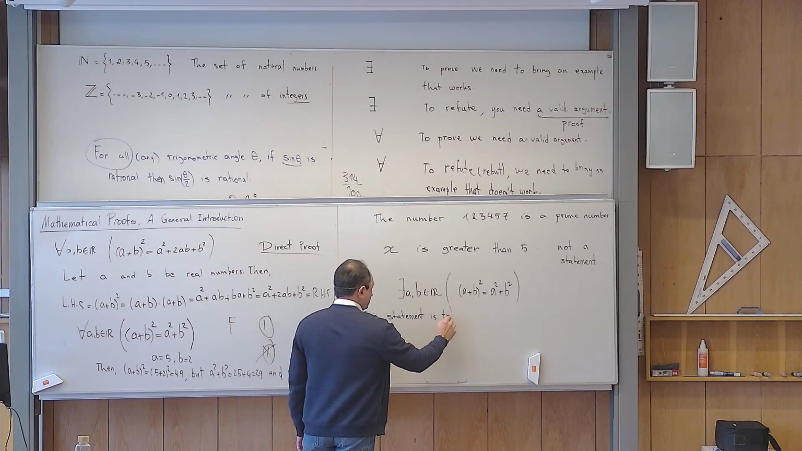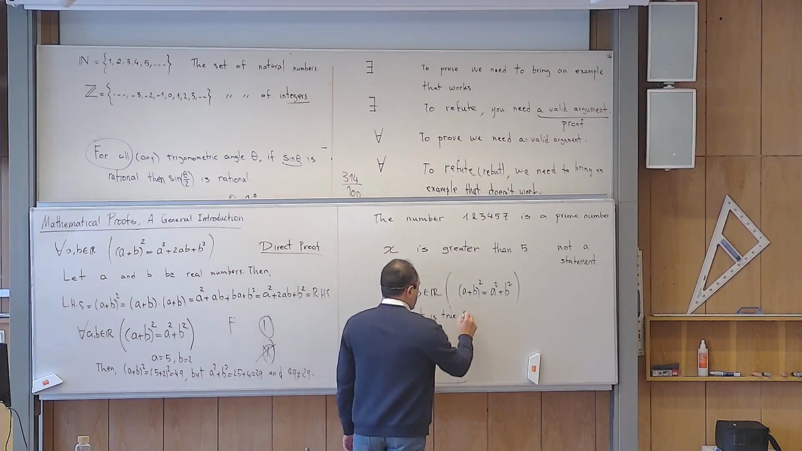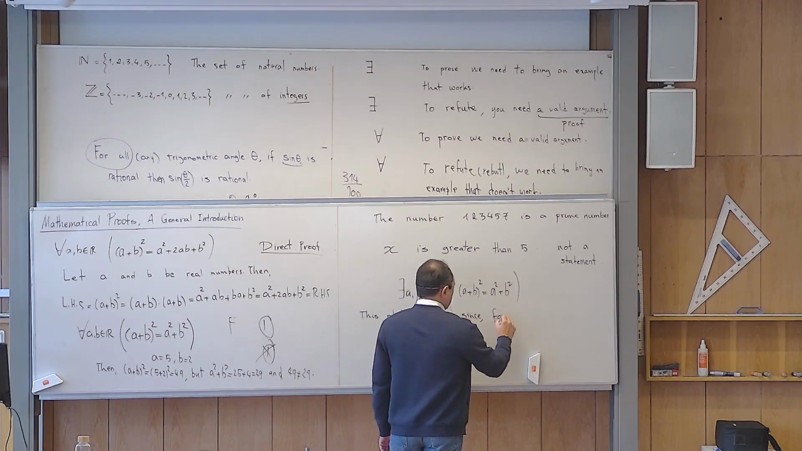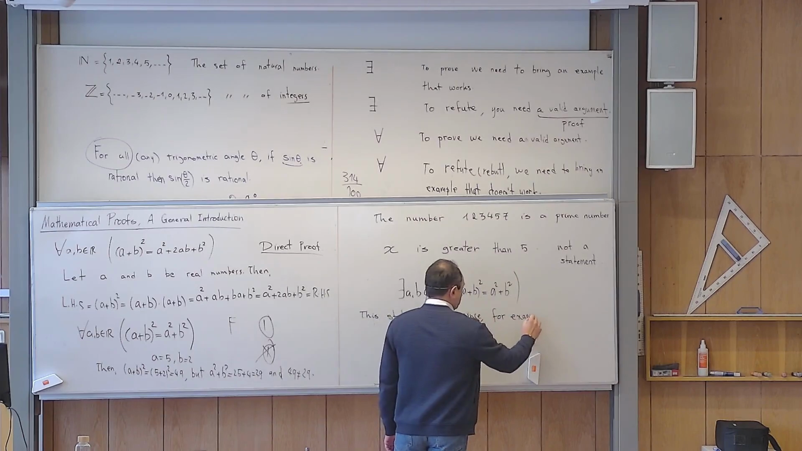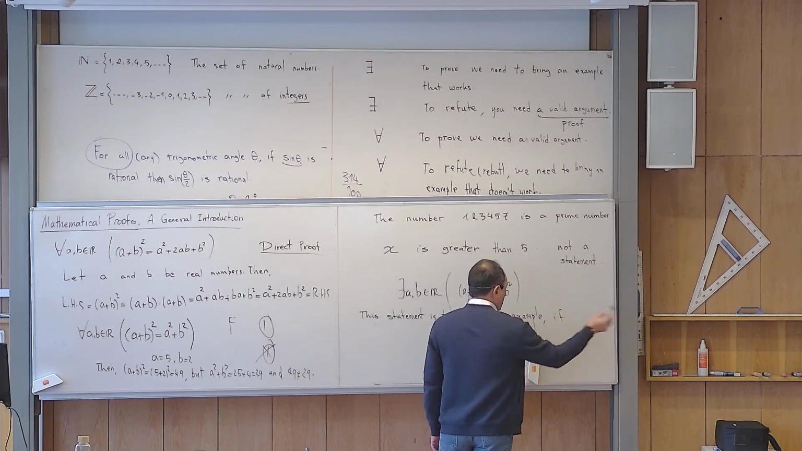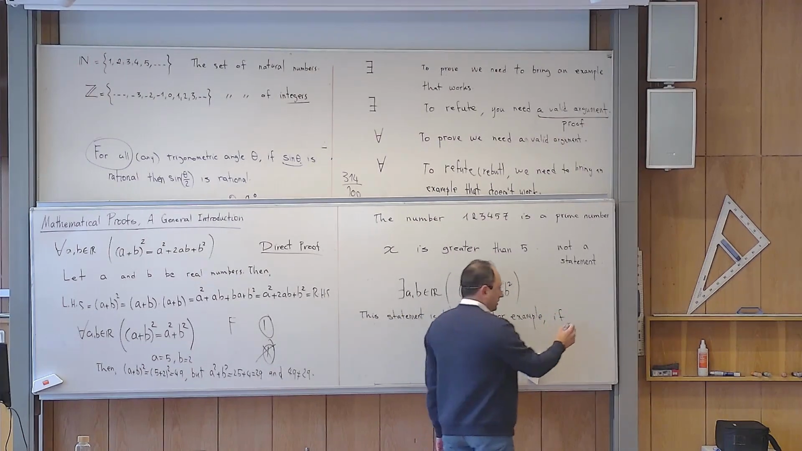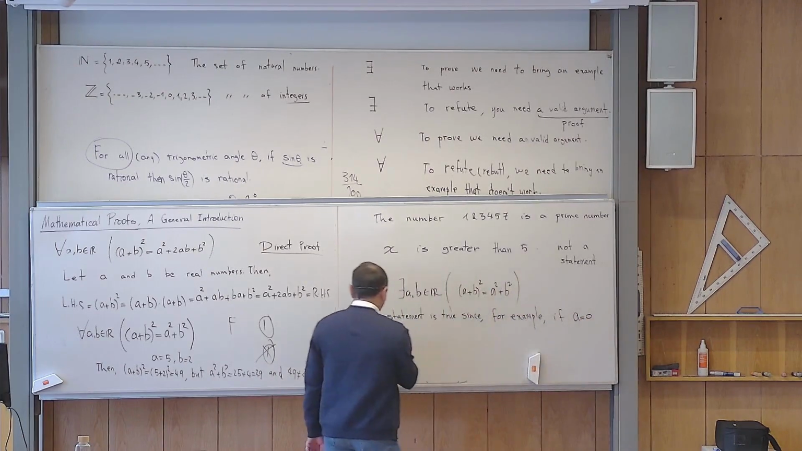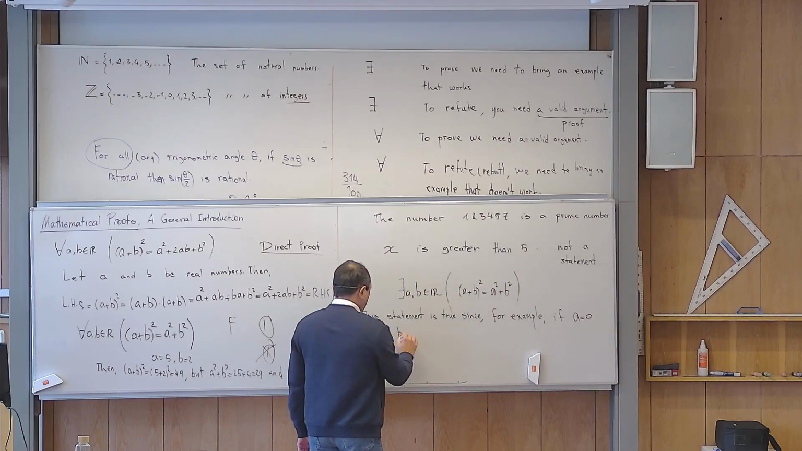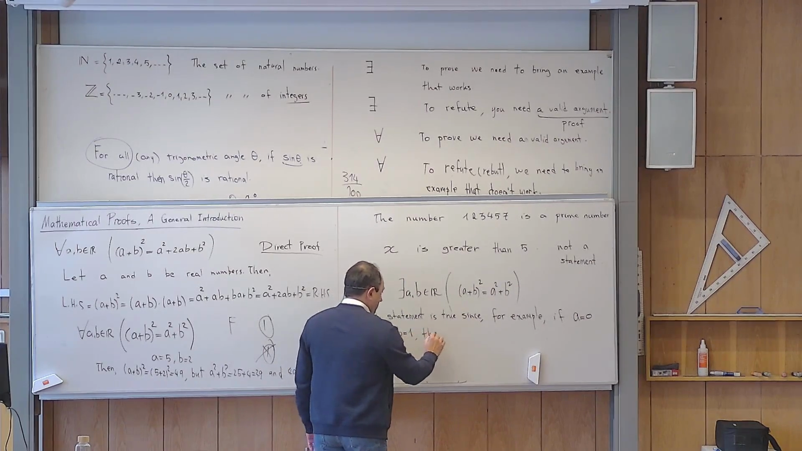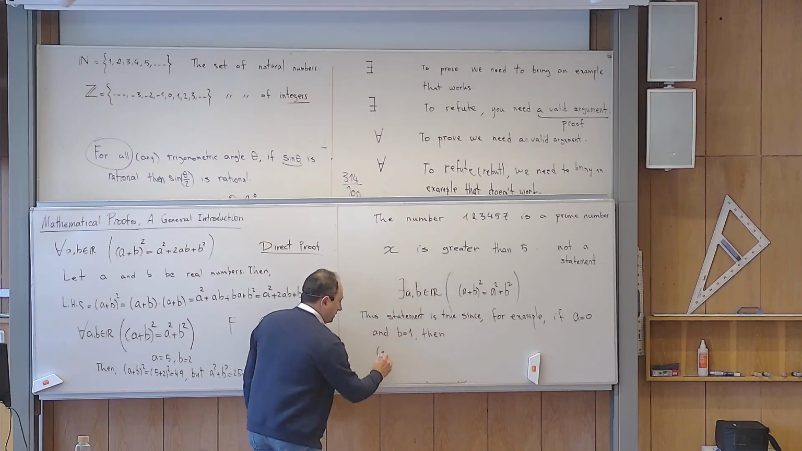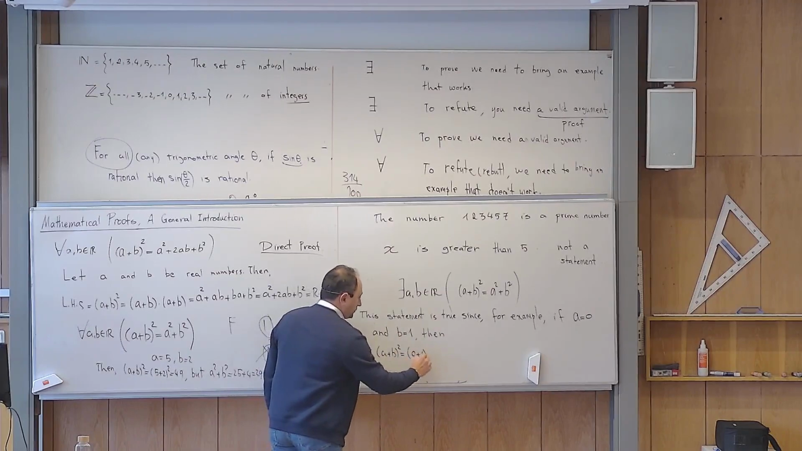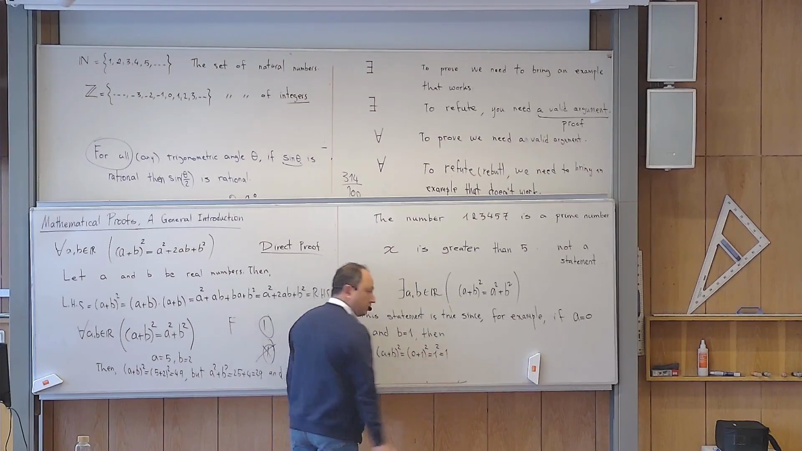Is true. Since, for example, if A is 0 and B is 1, and B is 1, then A plus B to the power 2 is, I will use your numbers, 0 plus 1 to the power 2, which is 1 to the power 2, which is 1.